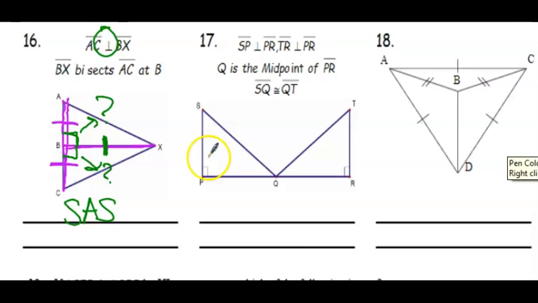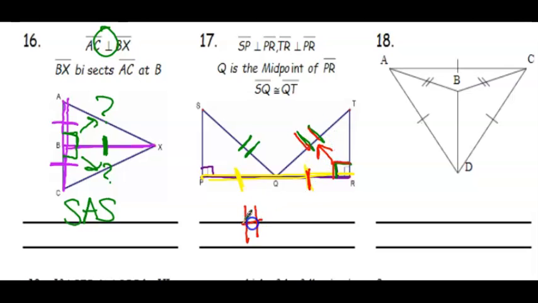17, they say that these are perpendicular, therefore these 2 are 90 degrees. Q is the midpoint of PR. PR is this whole thing, therefore this side and this side are congruent. And then it says SQ is congruent to QT. So this side is congruent to this side. So we've got a 90 degree. We've got this side and we have this side. This is across from the 90-degree angle. So that's the hypotenuse. I can use HL.